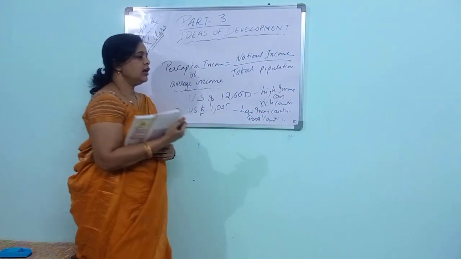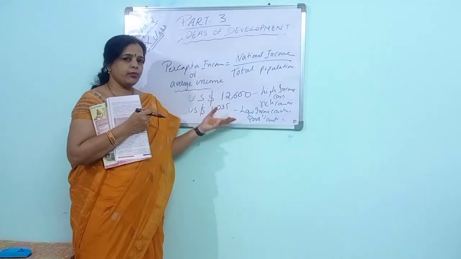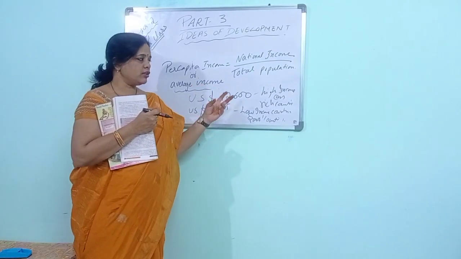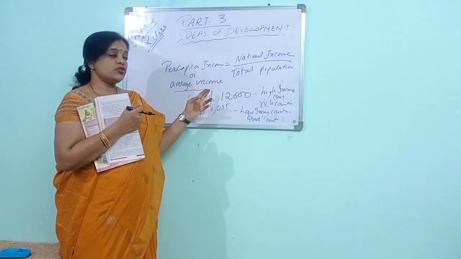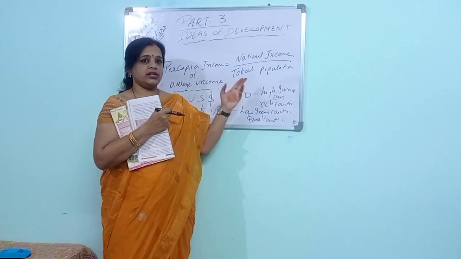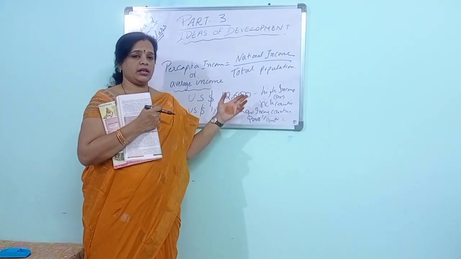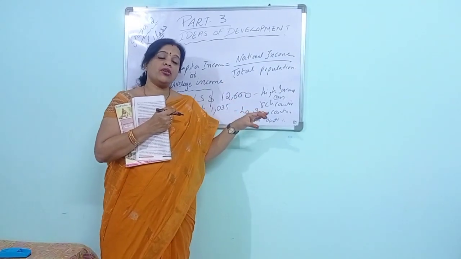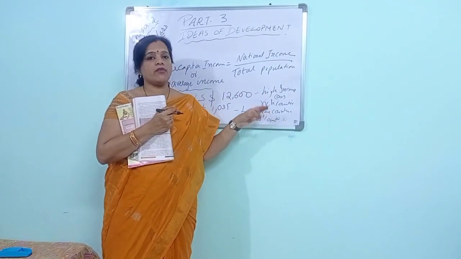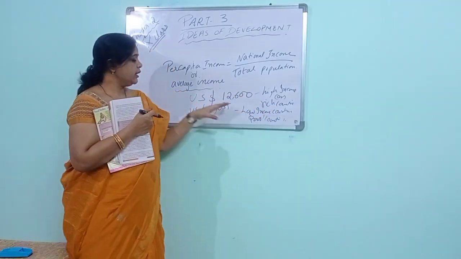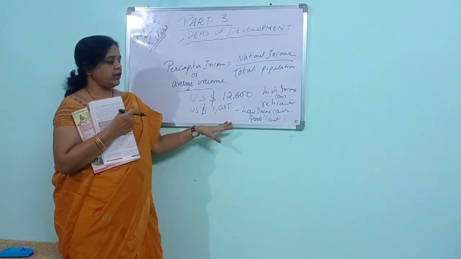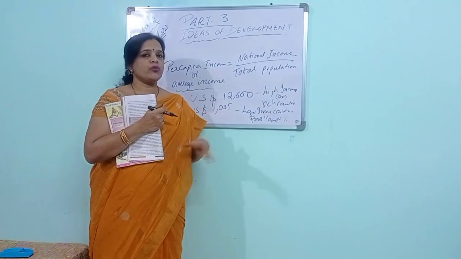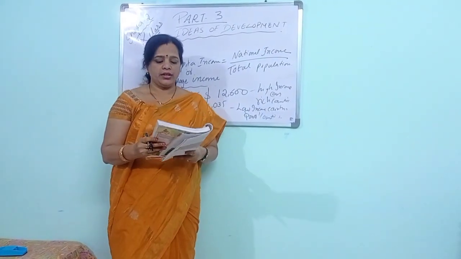Is that clear, children? According to the World Development Report, the World Bank has classified the countries on two criteria. If the average income of the people living in a particular country is US dollars 12,600, then those countries are called high income countries, or rich countries. And if it is US dollars 1,035, then those countries are called low income countries, or poor countries.